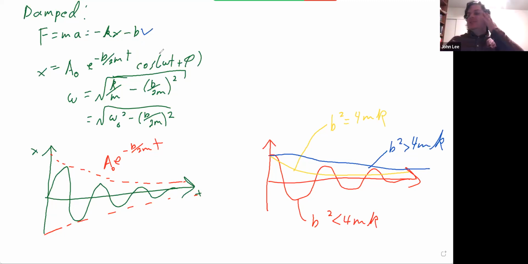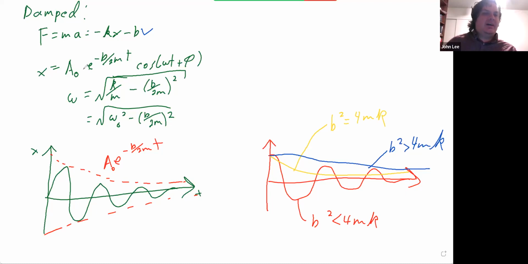A damped oscillation is when you have some sort of frictional force that's causing the oscillation to slow down. If you remember, the frictional force or air resistance force was proportional to negative b times v. So F equals ma equals minus kx minus bv. This is a kind of complicated formula, which requires Euler's relations and Euler's equation.